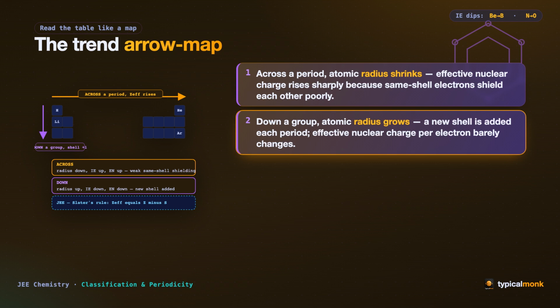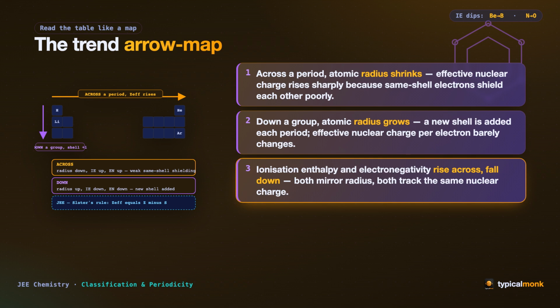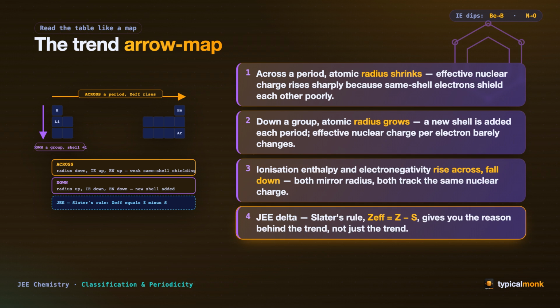Now follow the violet arrow. Moving down a group, the atomic radius grows. Each period downward adds an entirely new shell, farther from the nucleus, while the effective nuclear charge on the outer electron barely changes. Across shrinks, down grows. Now, the beautiful part, ionization enthalpy and electronegativity do the exact opposite of radius. They rise across a period and fall down a group, because both are really tracking that very same effective nuclear charge.